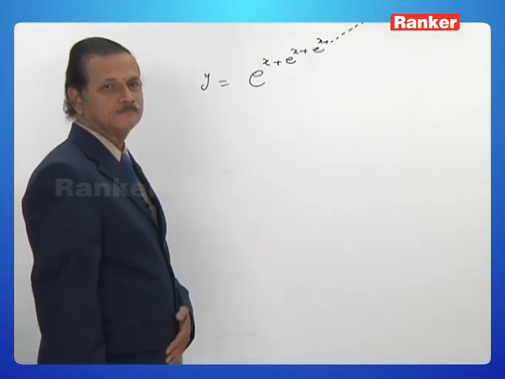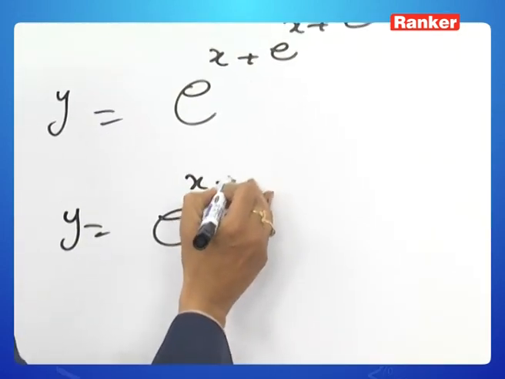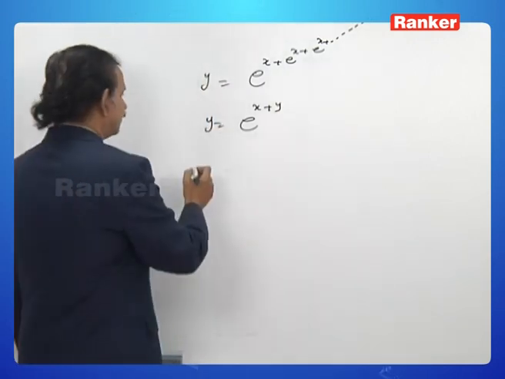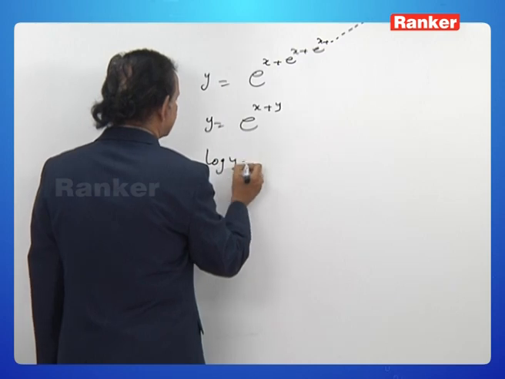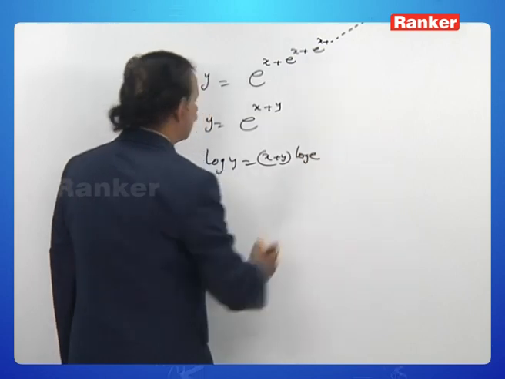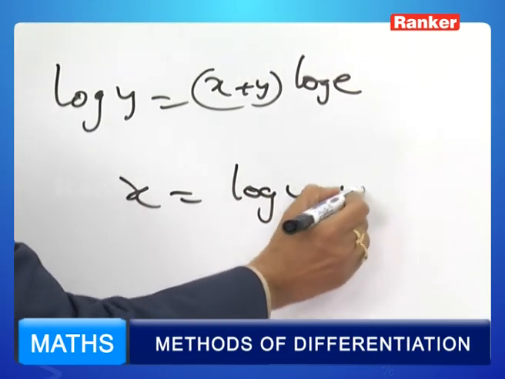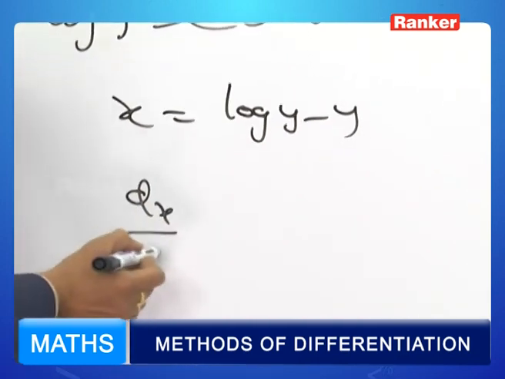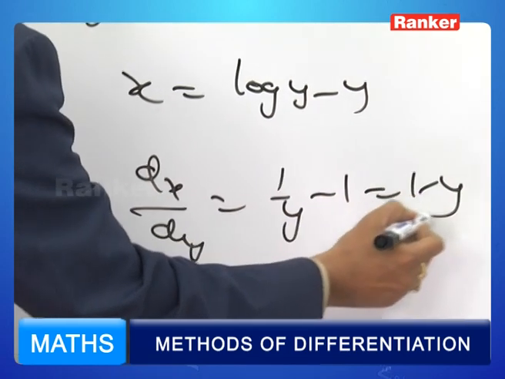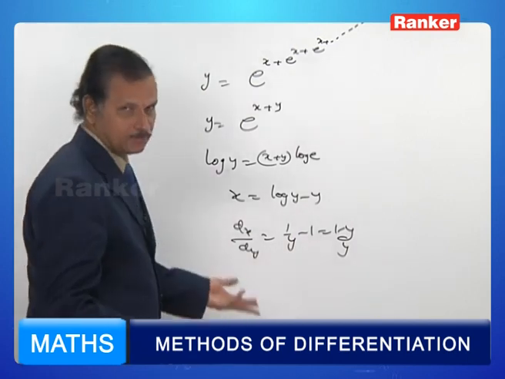What do you do? A similar procedure. Therefore, y is equal to e power x plus y. Take logarithms on both sides. Log y is equal to x plus y into log e. But log e is 1. So log y minus y is x. Dx by dy is equal to 1 by y minus 1, that is 1 minus y by y, or dy by dx is y by 1 minus y.